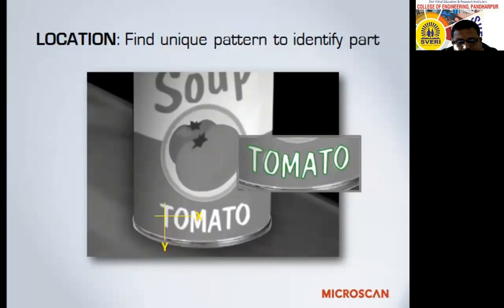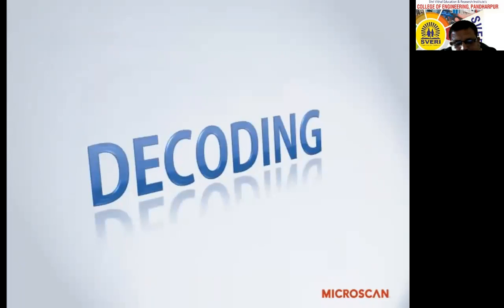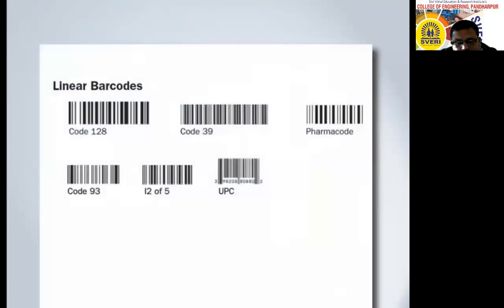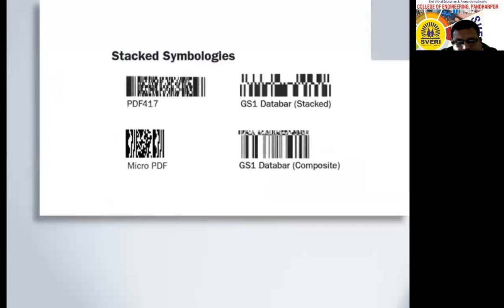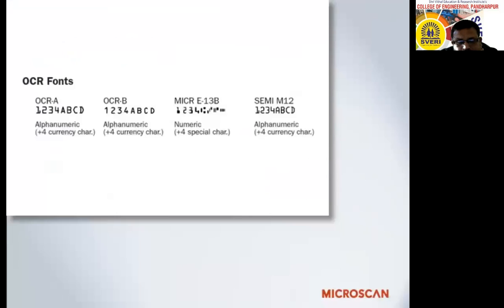Decoding refers to the decoding of 1D and 2D symbologies, such as linear barcodes, stacked symbologies, as you see here, and 2D symbologies, such as data matrix codes. This also refers to OCR, or optical character recognition, which is text that is simultaneously human and machine readable.